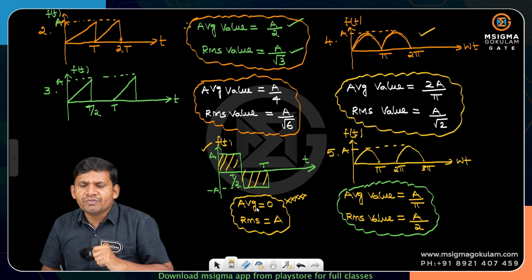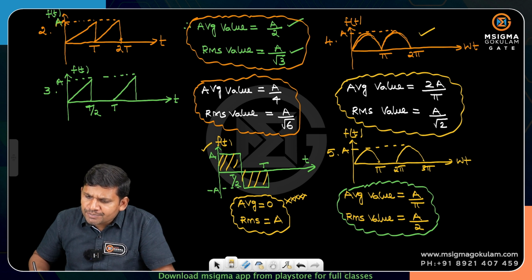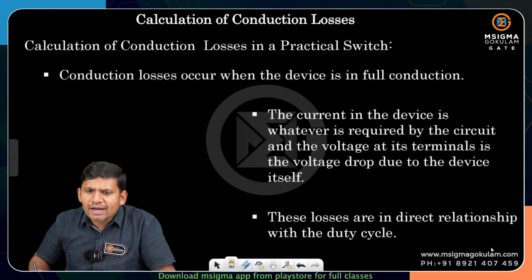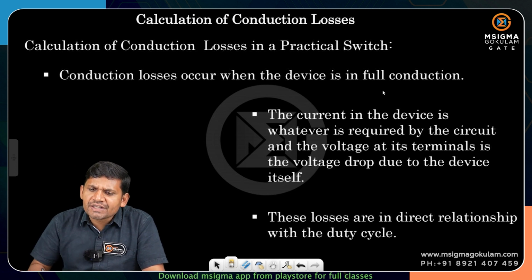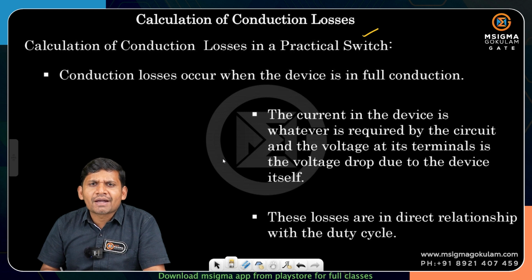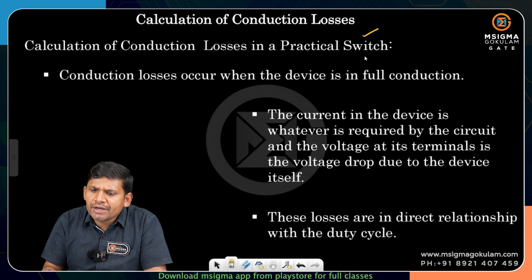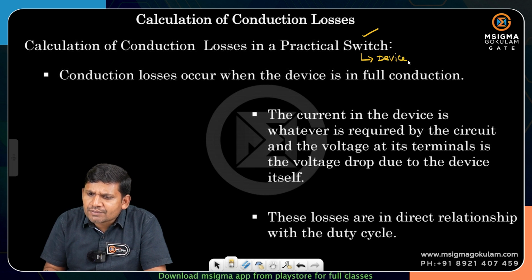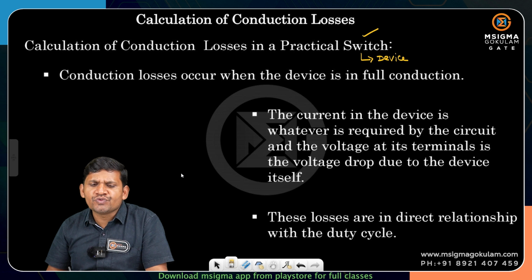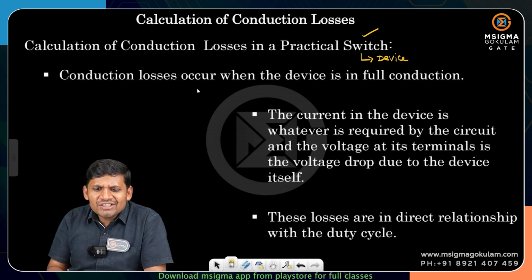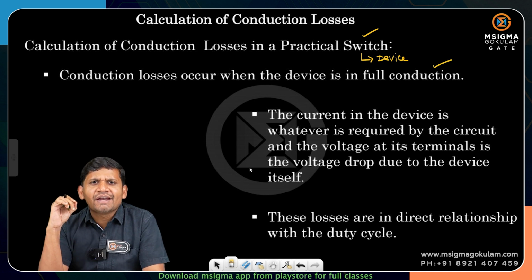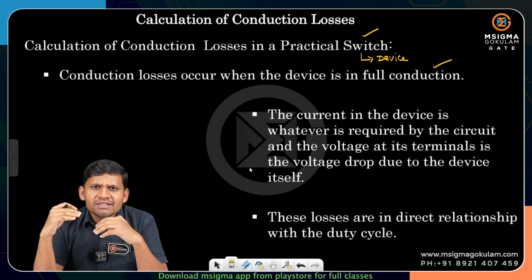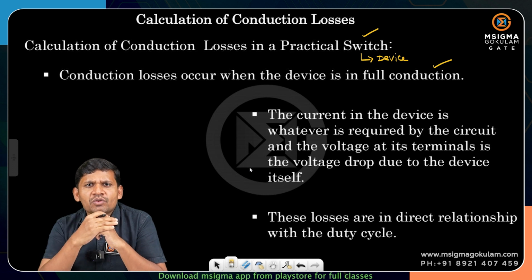Now, with this knowledge, I have to explain how to calculate conduction losses in devices. Calculation of conduction losses in a practical switch. A practical switch means a practical device. I told you already, when I explain the switch, indirectly I am explaining the device, because every device is used as a switch. Conduction losses occur when the device is in full conduction. When can you calculate the conduction losses? Only when the device is conducting.